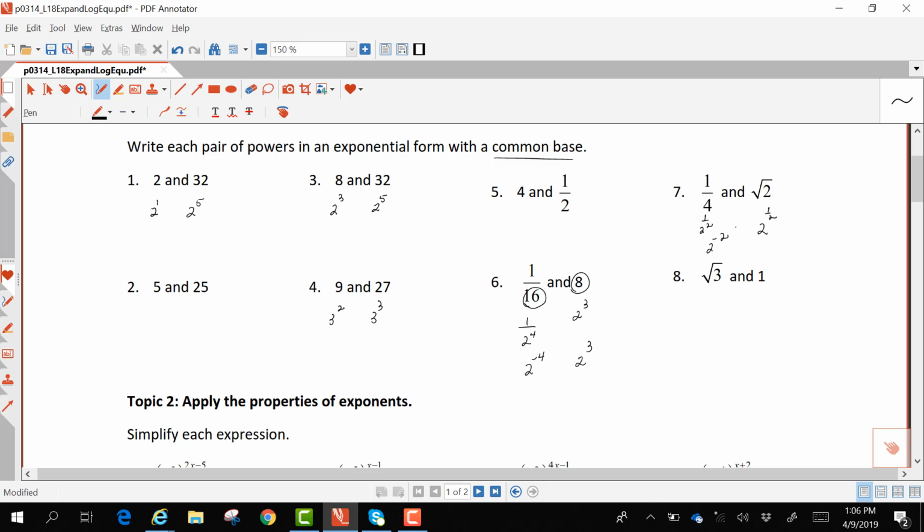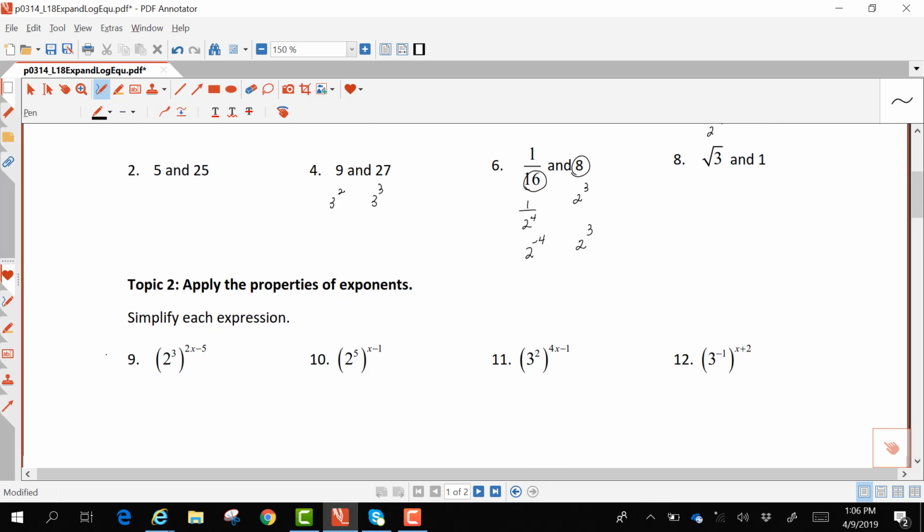When you're getting a common base, it's most typical that your base will be a 2 or a 3, maybe a 5, but you need to keep the bases pretty small in all of your examples in your homework or the numbers become exceedingly large.